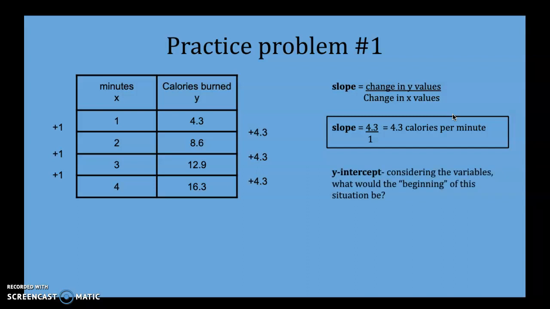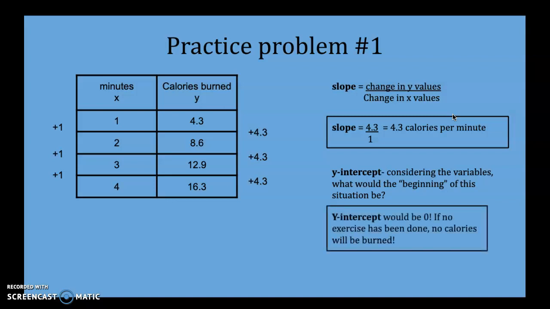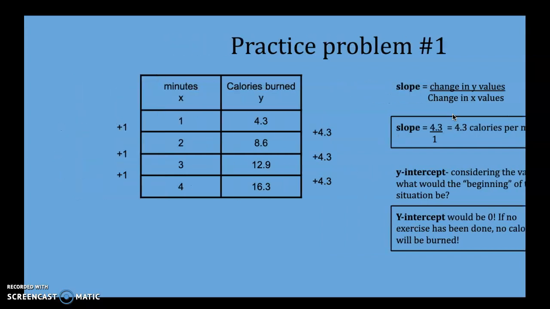What would the beginning of the situation be? So think about it again, make it up. It's minutes and it's calories burned. Okay, so I'm on the elliptical, right? I'm working out. So what would the beginning of my workout situation be? Well, it would just be me standing there, right? I'm not even starting yet. So in other words, nothing has happened. 0 time has gone by. Okay, so that y-intercept would be 0, because if no exercise has been done, no calories will be burned.